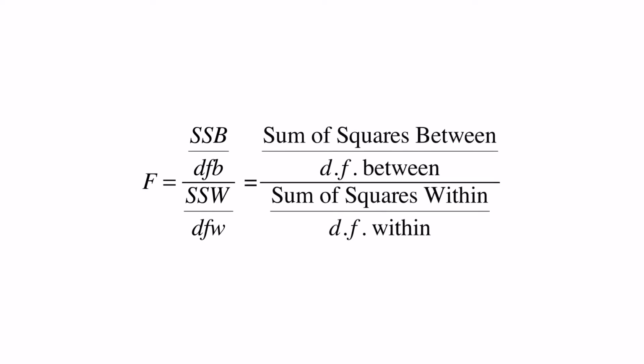Let's look at F-statistics in more detail and see the mechanics behind the test. This is the formula for an F-statistic. The numerator consists of the sum of squares between groups divided by degrees of freedom between groups, and the denominator is the same but for variation within groups. There's a lot of jargon here, so let's go through each piece.